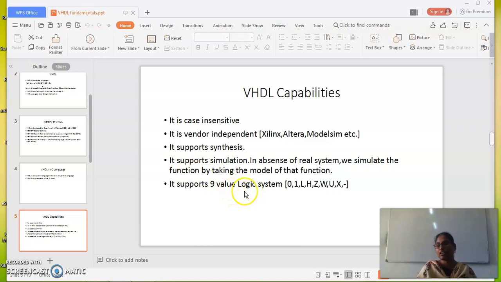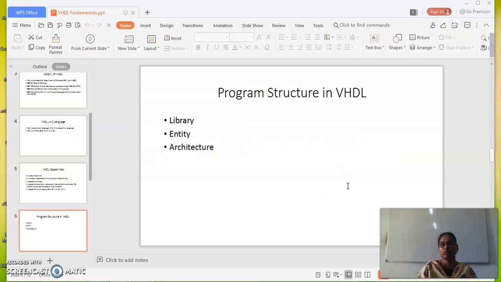And it supports the 9-value logic system: 0, 1, L, H, Z, W, U, X, hyphen. 0 means strong 0 and 1 implies strong 1. L implies weak 0. H implies weak 1. Z implies high impedance. W implies low impedance. U implies uninitialized. X implies forcing unknown. This hyphen implies don't care condition.